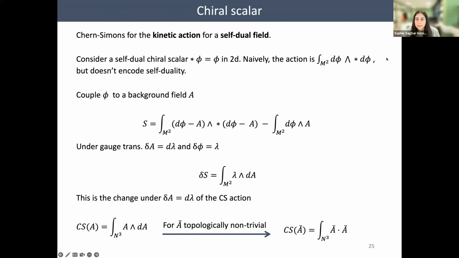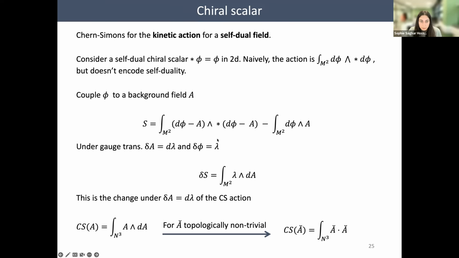Yeah, and then the action naively would be written as d phi wedge star of d phi, but we know that this is not a very well-defined action and it doesn't encode the self-duality constraint. So what we can do is define a Chern-Simons action for it by coupling it to some background field A. And so we can do this by writing the action this way.